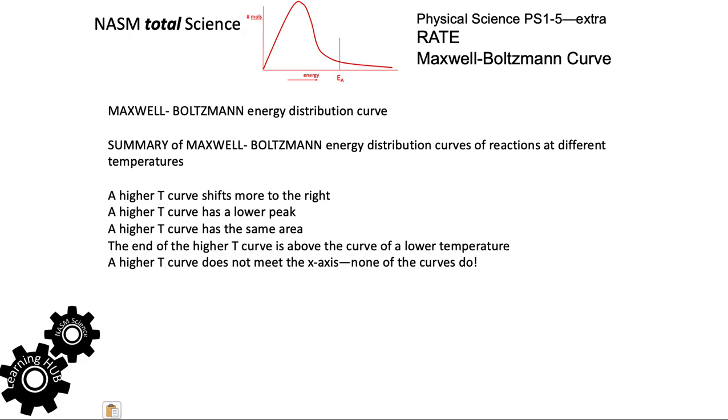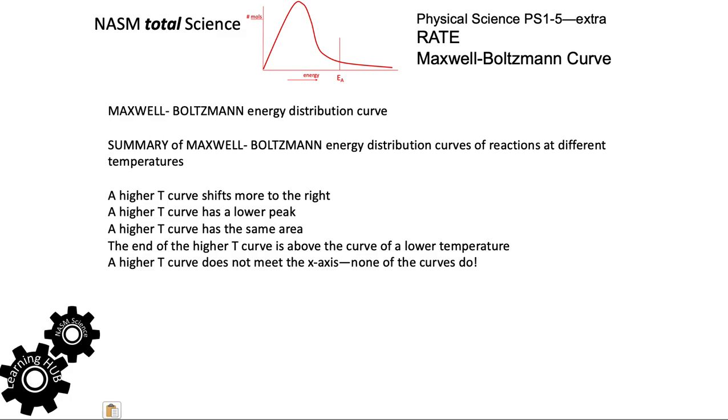And a little bit of a summary. So you can look at distribution curves of reactions at different temperatures to compare them. The higher temperature curve shifts more to the right. The higher temperature curve has a lower peak. The area under the curve, the number of particles, is going to be the same.